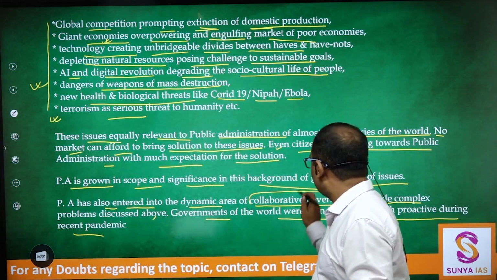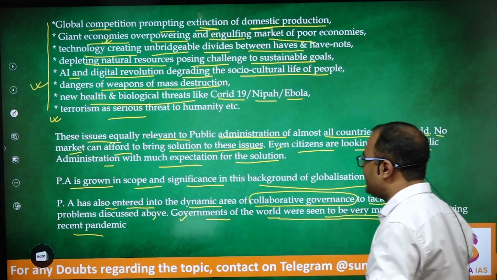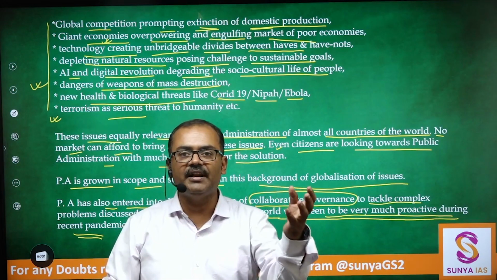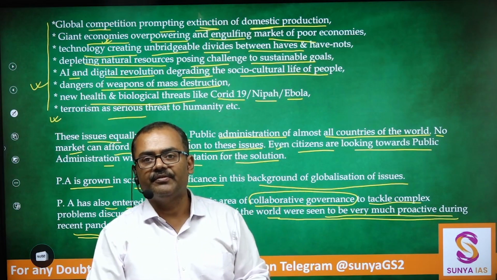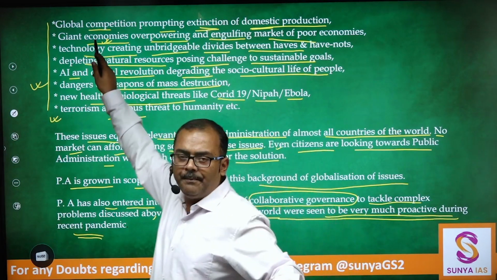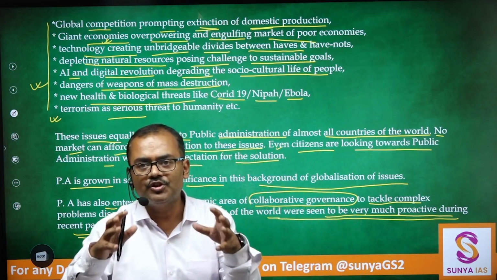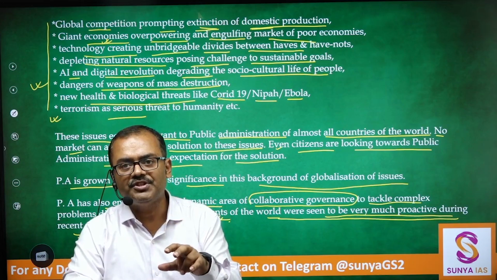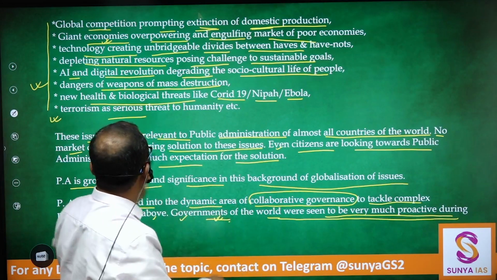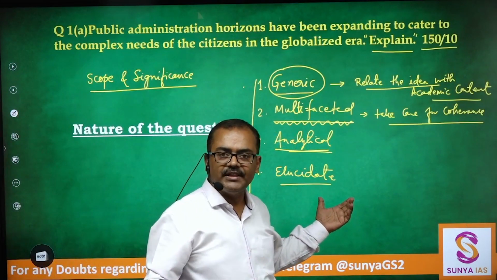Plus, specifically we have written here that governments of the world were seen to be very proactive during the recent pandemic. It's an example of how, on global issues like health issues or terrorism-related issues, governments have been proactive. You can't explain much, but you have given a one-statement example. This example helps explain the issues, and it helps consolidate your answer. In generic questions, or specifically when elucidation or examples are asked, the nature of the question is elucidative. So you should bring examples for that purpose.